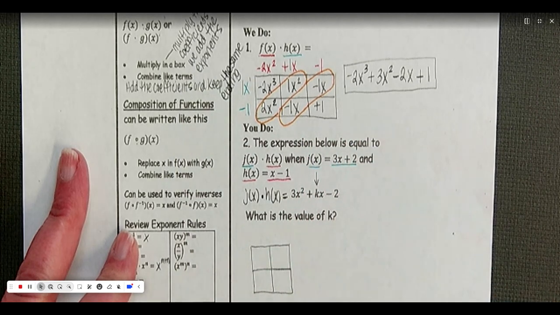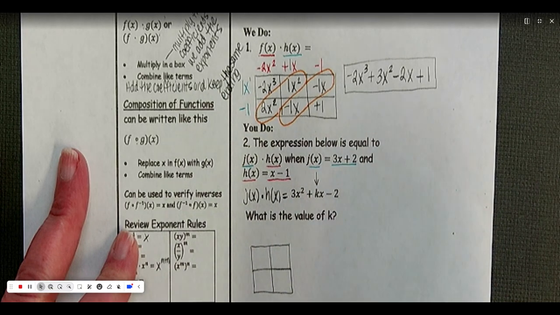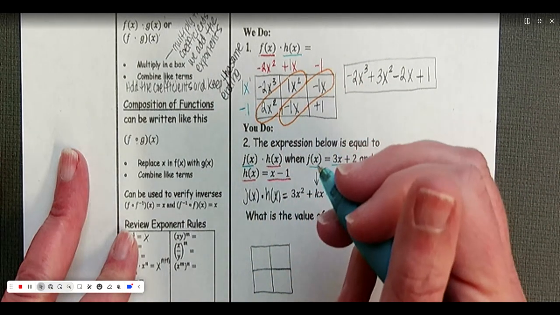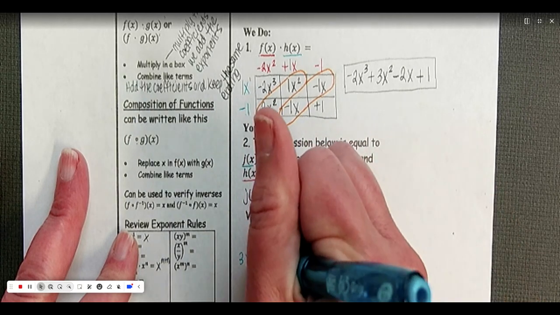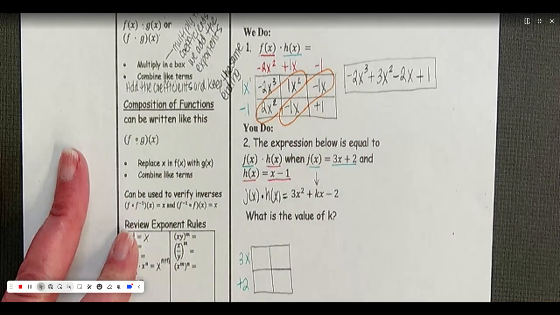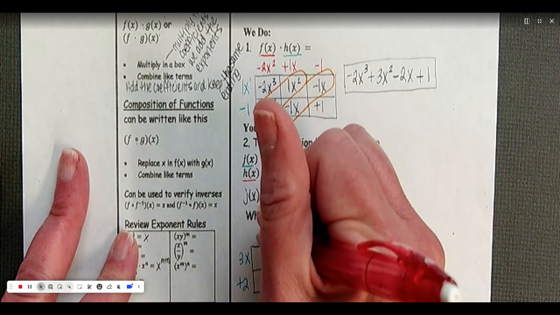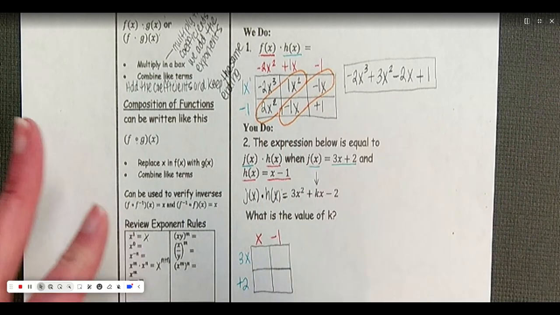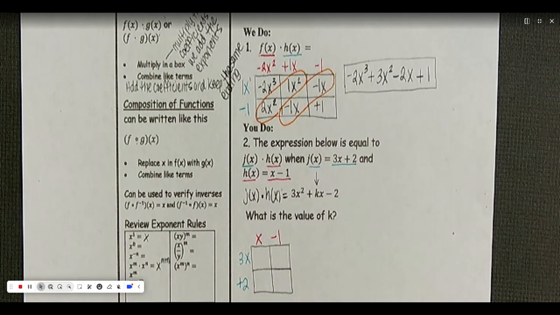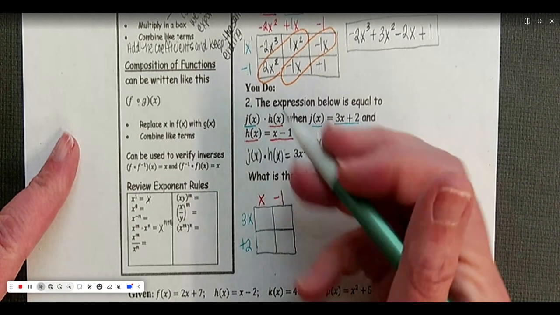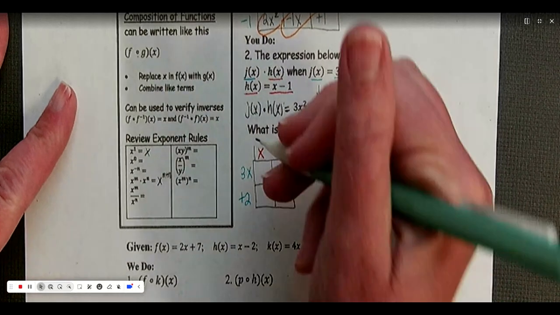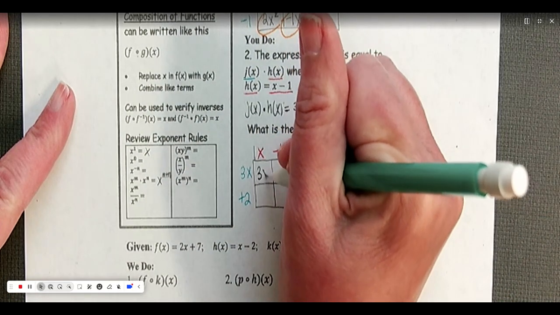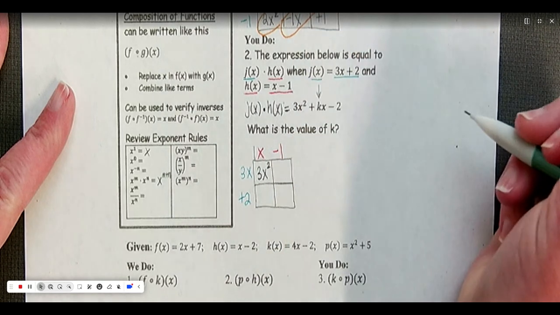And then I'm going to write one of the equations on the top. And it really doesn't matter which one. Maybe I'll put this one on this side. 3x plus 2 is one of them. And the other one is x minus 1. So then we're going to multiply in the box. So I can think of this as being 1x. So 3x times 1x. 3 times 1 is 3. x times x is x to the second power.